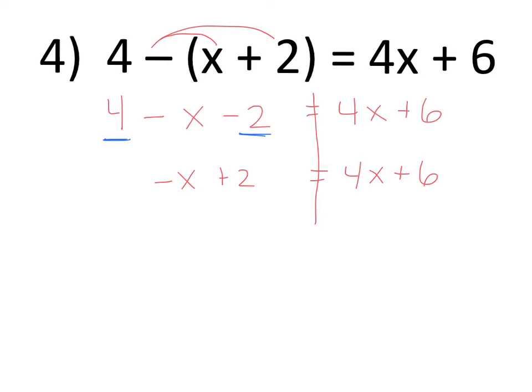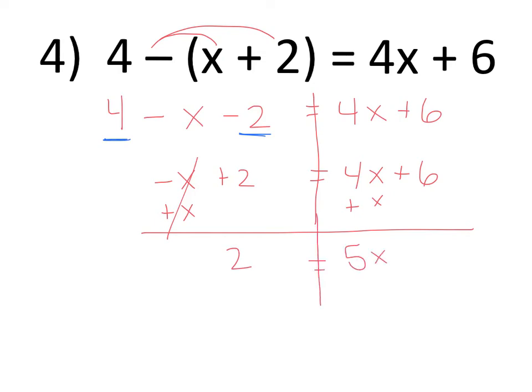And now we can start moving things from side to side. Okay, so I'm going to go ahead and move my x over to the other side. And by doing that, I'm going to make it a plus x since it's a -x. So I'm going to add x or 1x to both sides. So I have 2 equals 5x, okay, keep in mind why we don't put it there, there is a 1 in front right there, okay, then plus 6.